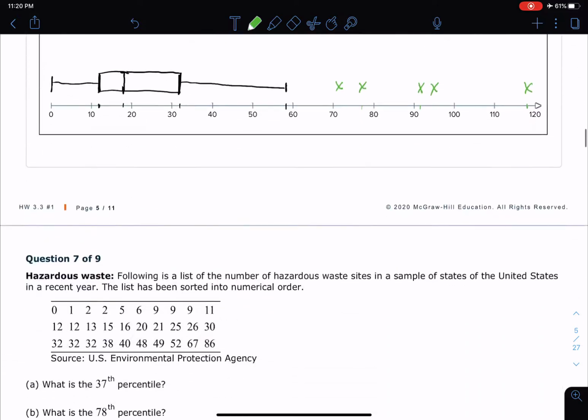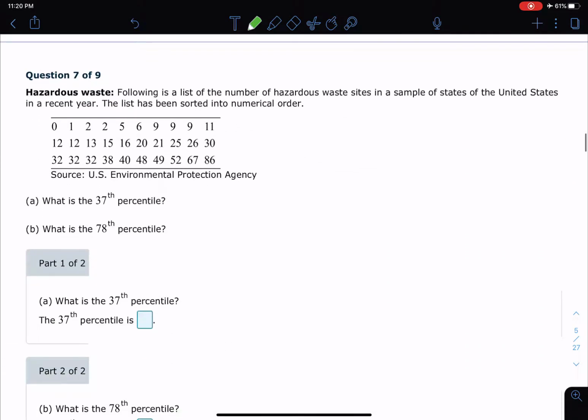All right. Continuing on here, another hazardous waste problem, 7 of 9. Following is the list, number of hazardous waste sites, okay, but it's just a sample this time, so it's not all 50 states.